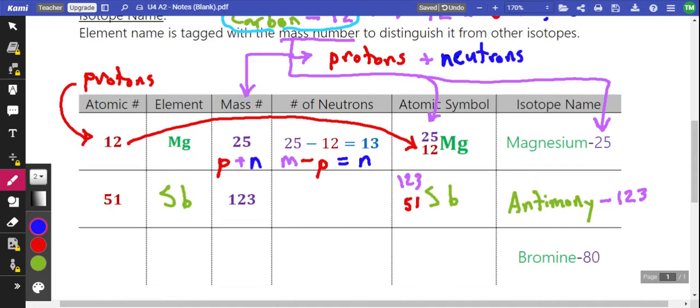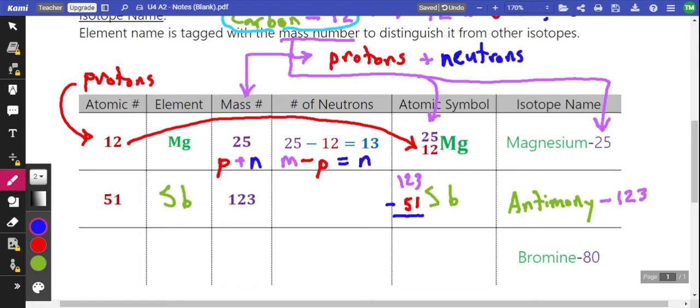But here's the reason why I like the atomic symbol and why it's set up like this with the mass number on top. If the number of neutrons is the mass number minus the number of protons, this is actually set up kind of like a subtraction problem. So if I take 123 minus 51, that should be my number of neutrons. It's already built in there to subtract it out.